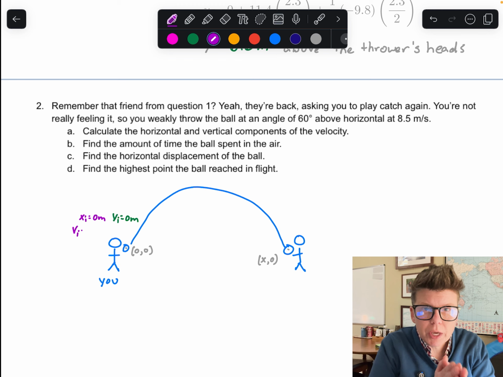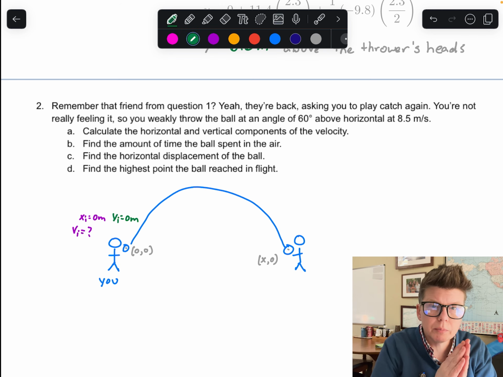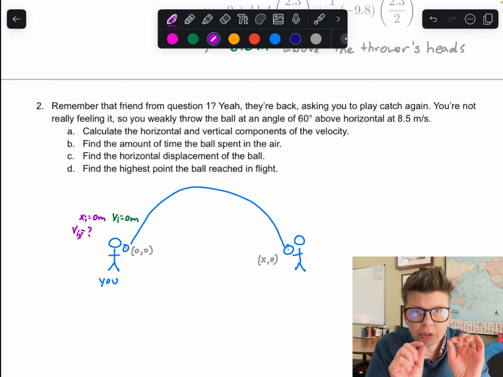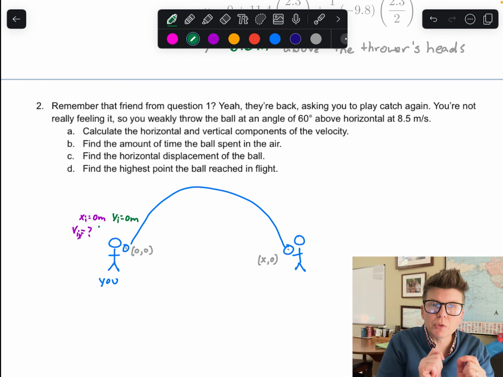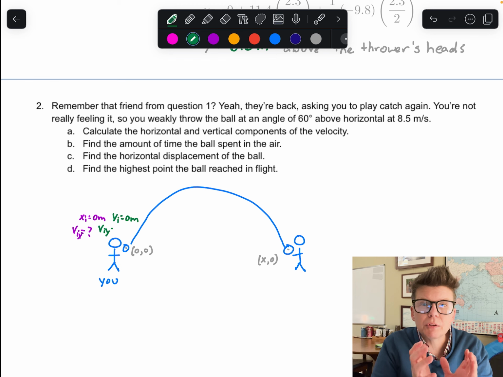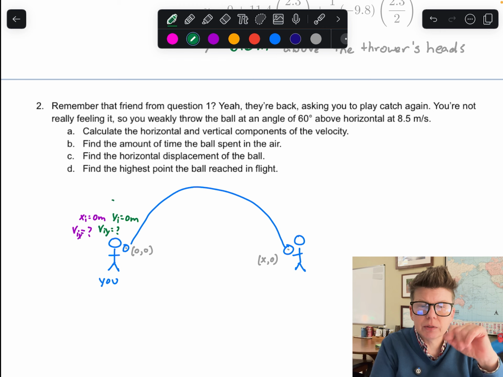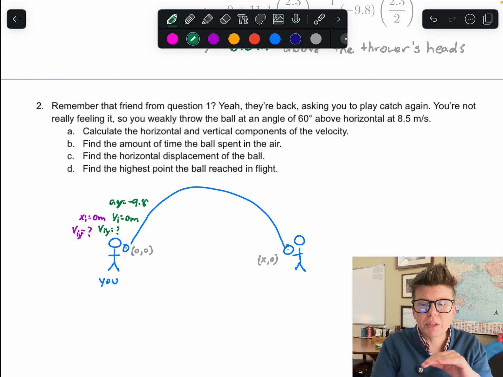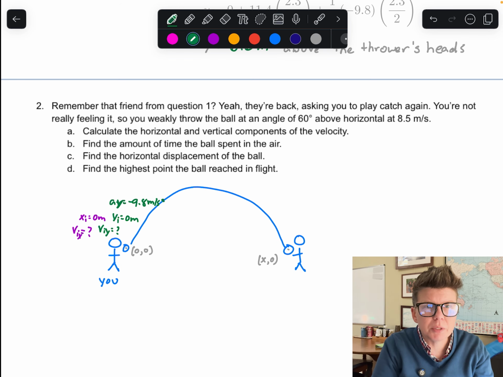I don't know yet my initial vertical velocity or my constant x velocity. We're going to come down and do a little bit of right triangle trig to figure those two values out. We'll leave them as question marks right now. Now we're getting into the trig. I'm going to draw that right triangle, and it's going to have a 60-degree angle in the lower left corner, and the hypotenuse is going to be the given velocity of 8.5 meters per second.